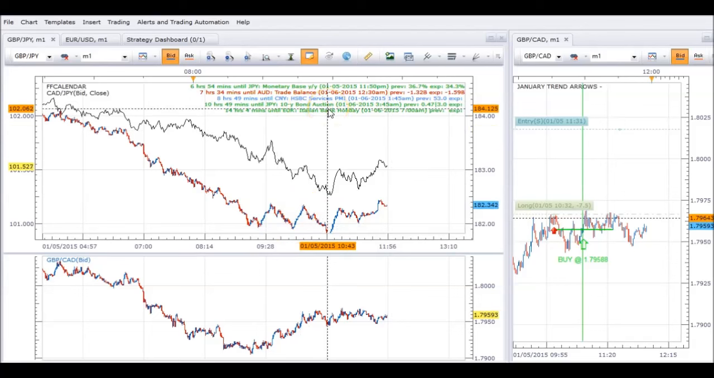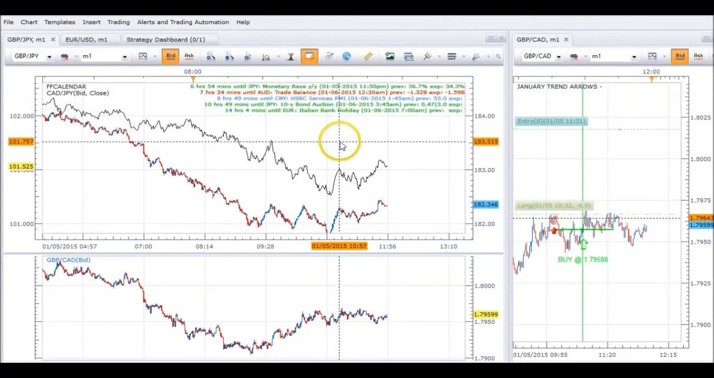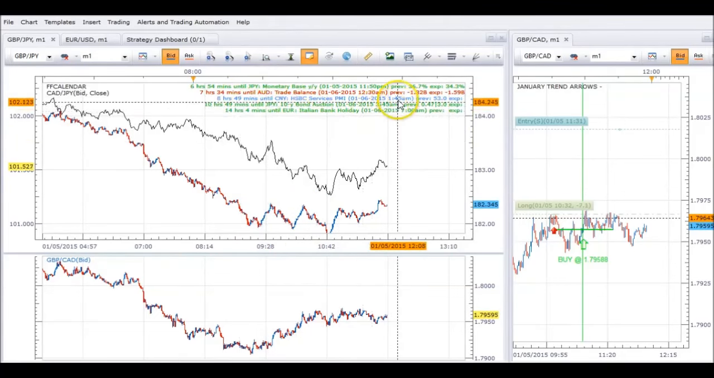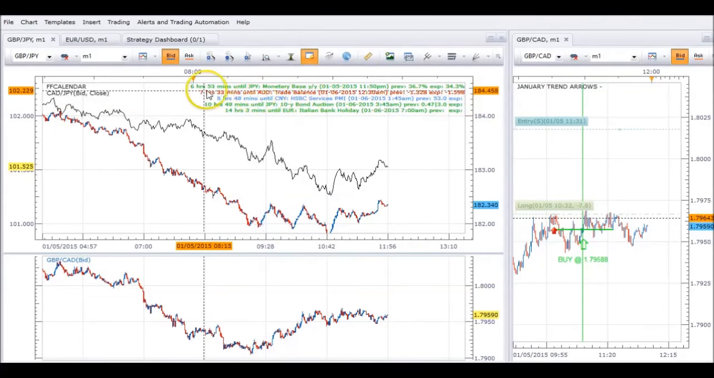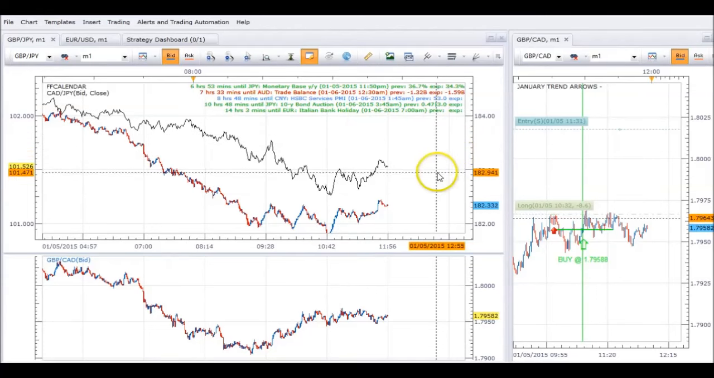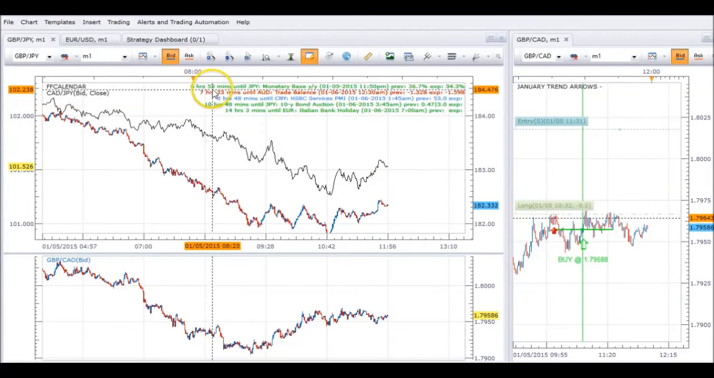Okay, this is what my chart looks like today. I've got my news up here. I know that there's no news coming out for another 6 hours and 53 minutes. Can you see that? In 6 hours and 53 minutes, there's going to be some news for the Japanese yen. It's not great news. It's just a green, which means it's not really big. Red means it's really big.